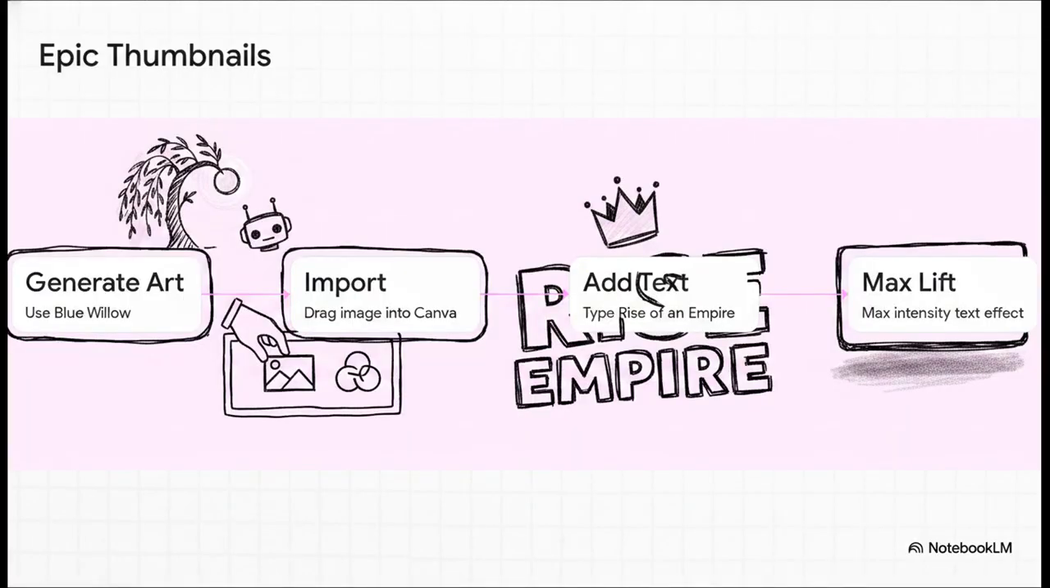Finally, we bring it all home. Here are the steps to finalize that absolute click magnet of a thumbnail. First, you scale up and save your favorite image from Blue Willow. Second, import it into a free Canva YouTube thumbnail template. Third, add some large, bold text like Rise of an Empire. And fourth, go into Canva's text effects and maximize the lift intensity. That makes your text pop right off the screen.